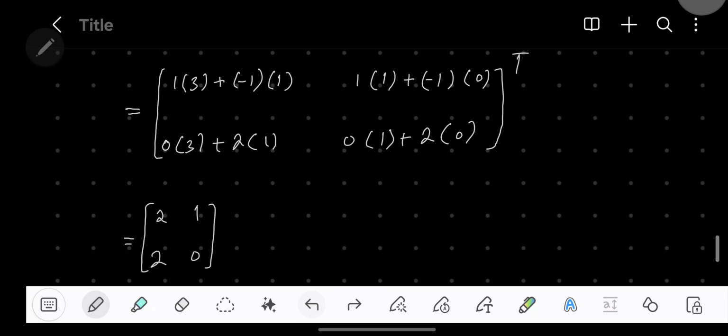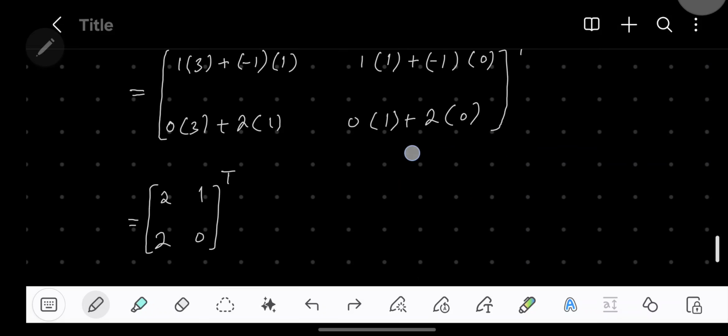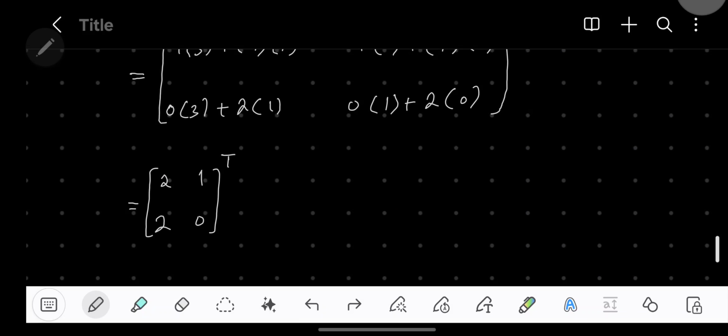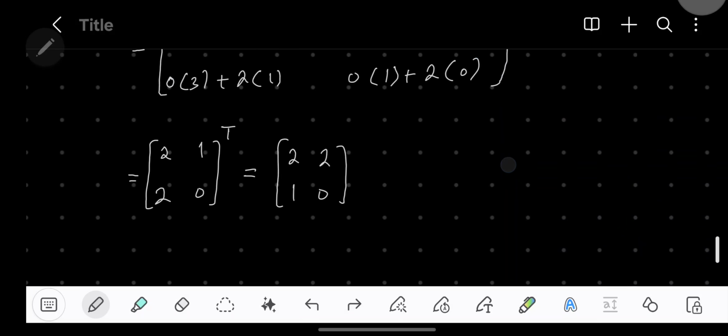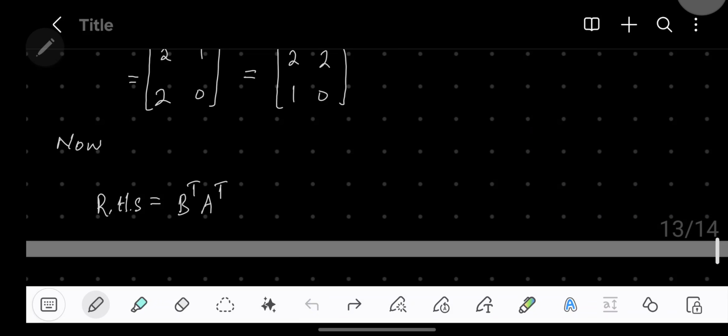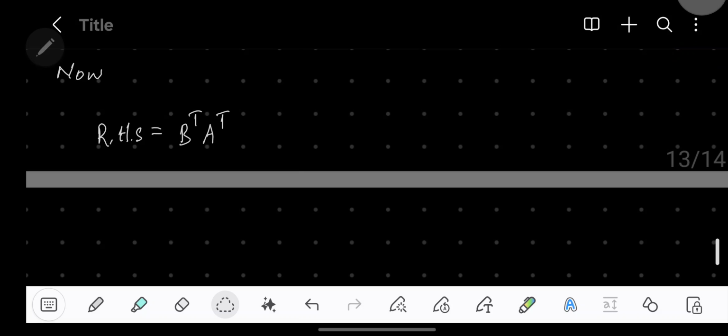Now just simplify. After simplification, inside I got this. Since I have the transpose also, I will write the transpose. The transpose means I have to convert this row into a column, and then convert this row into a column. So this is done. I have computed the left hand side. Now I will compute the right hand side of the problem.